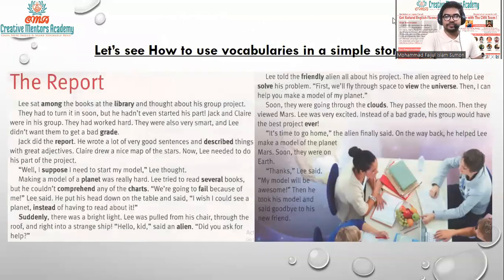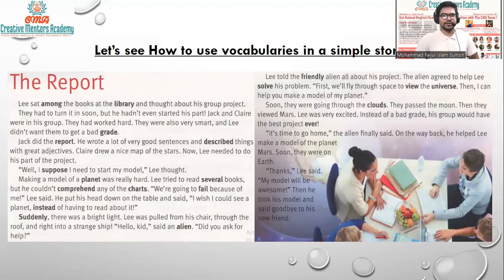And here we can see a story where we are going to get all the vocabs in this story together. Just try to read the story aloud and also try to make a story like this one, but not this one, another different kind of story. So the report. Today's story title is Report.